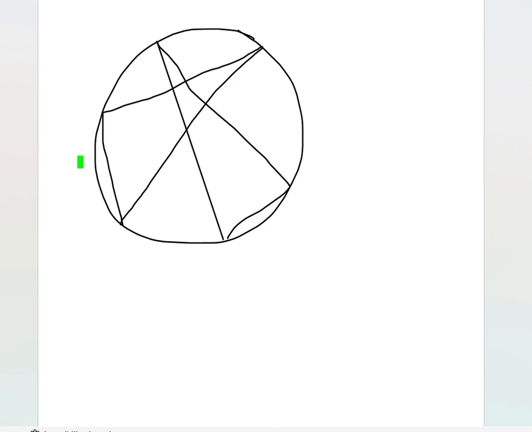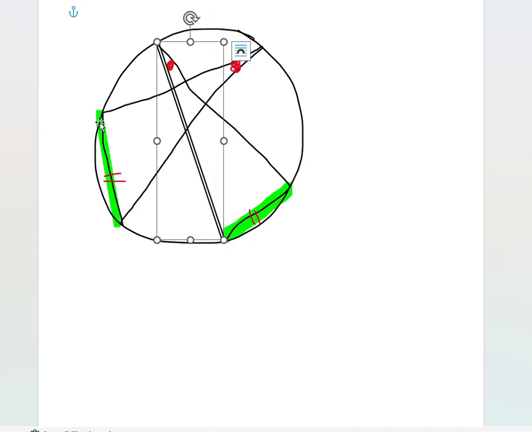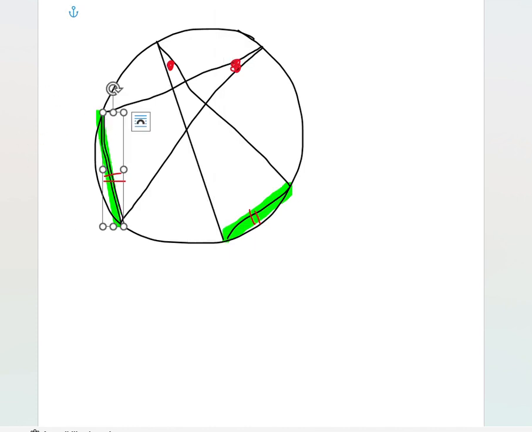So if this line here is equal to this line, if these two chords are equal, the angles they subtend are also equal. So it means that this angle will be equal to this angle. So equal chords subtend equal angles on the circumference of a circle. Okay, so make sure you know how to use this rule.